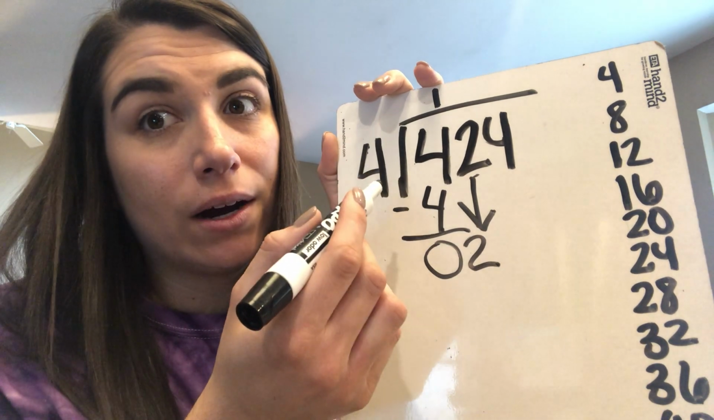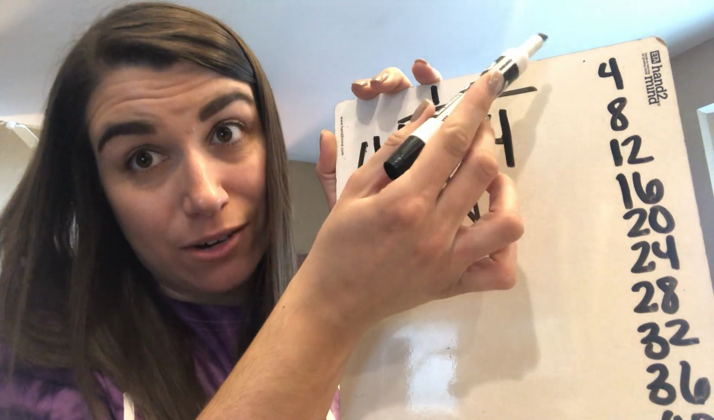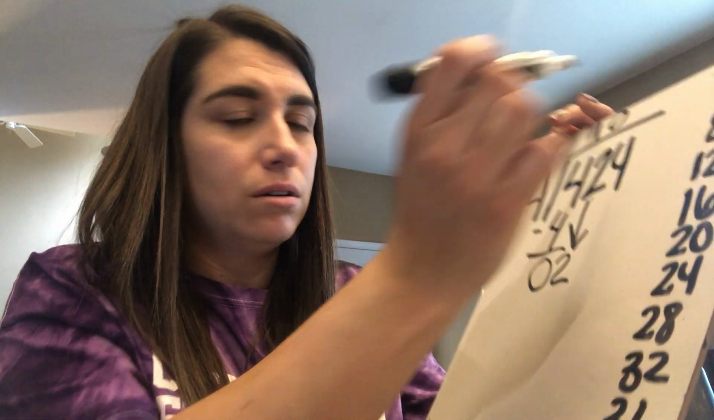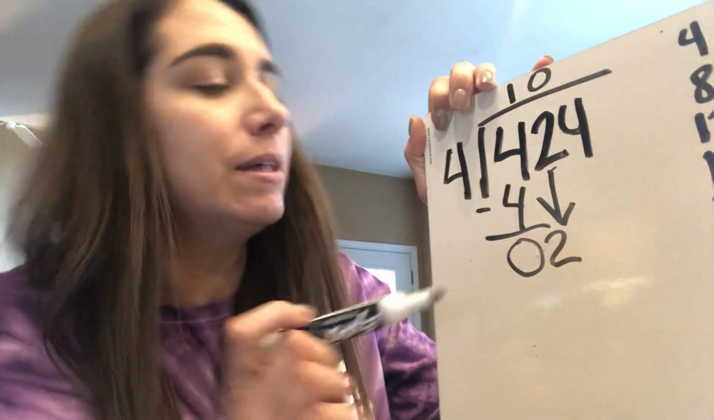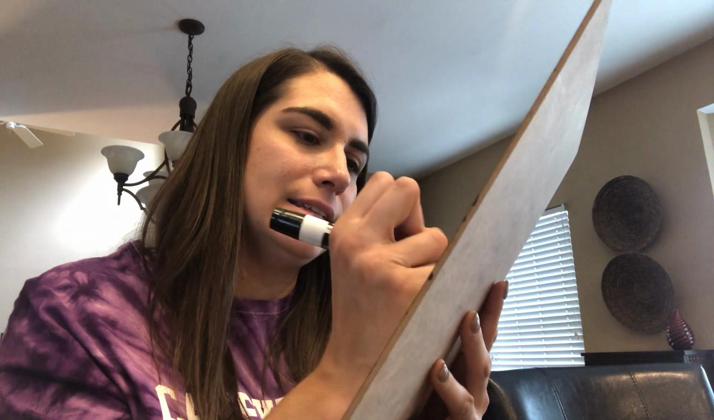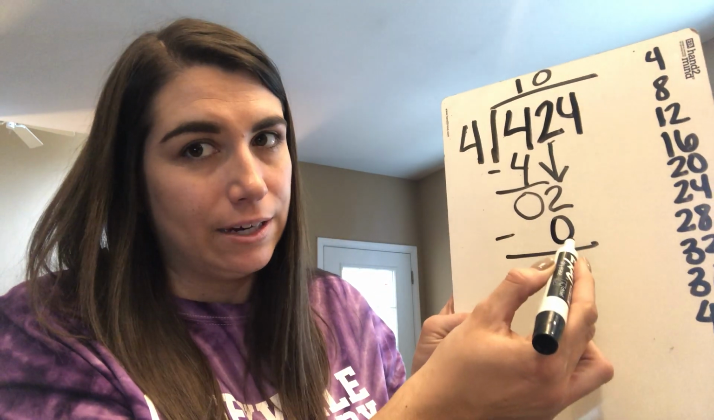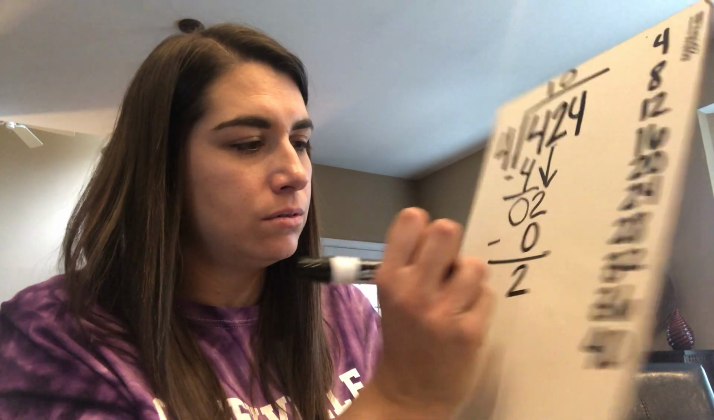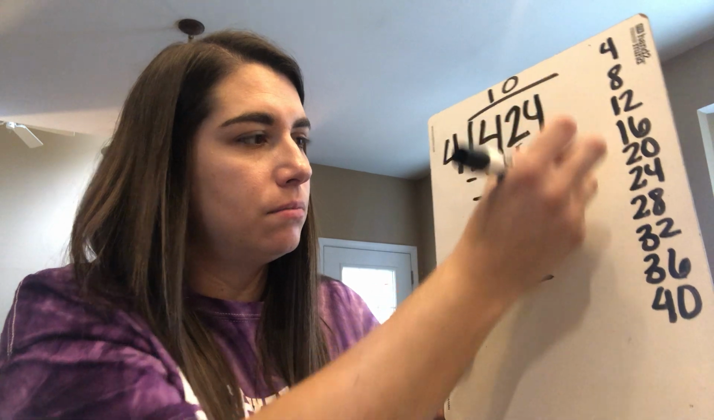What times 4 gets you closest to 2 without going over? That's going to be 0, right? So the 0 goes at the top. I can't believe I have a marker all over me. That's okay. 4 times 0 is 0. And then I'm going to take 2 minus 0, which is 2. And then I'm going to bring down my 4.